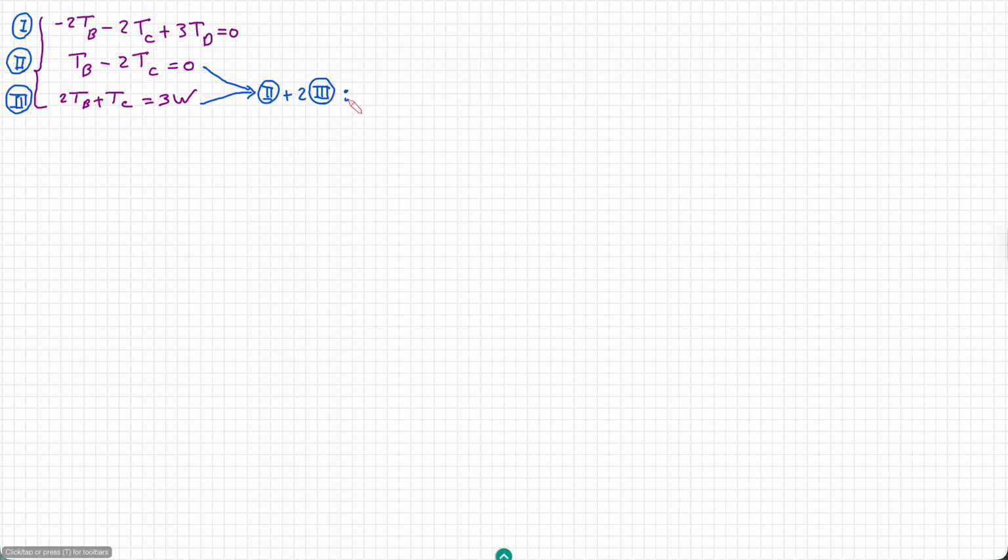So what do we get? This equation plus 2 times this. So it is TB plus 2 times 2TB, that is 5TB. Then negative 2TC plus 2TC cancels out, and then adding 2 times this, 0 plus 2 times 3 times W, that is 6W. So from this I can find TB. TB equals 6 over 5 W.